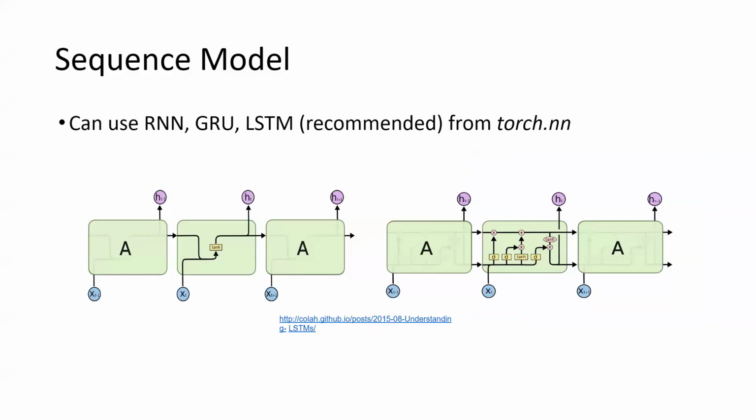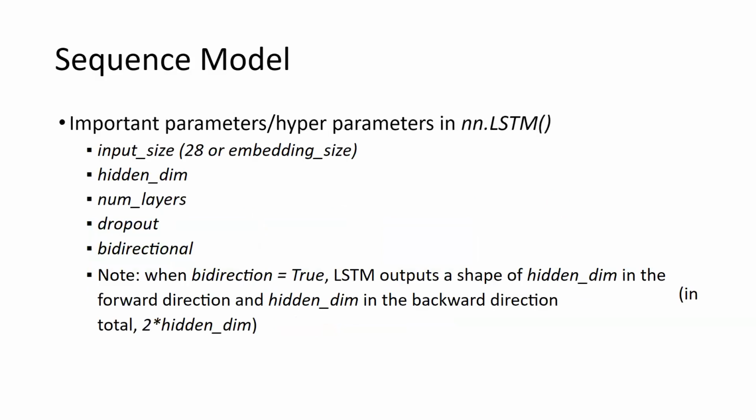Just look at the parameters. There are parameters like, is your batch the first dimension or the second dimension? Do you want to sort it or not? And things like that. But for any of these sequence models, you first have to pack your padded sequence, then send it through an LSTM or GRU or RNN. We normally recommend LSTM for this homework. And of course, LSTM has its own parameters that you can tweak.